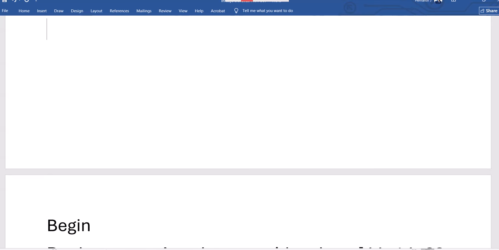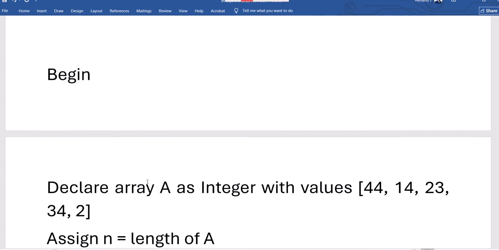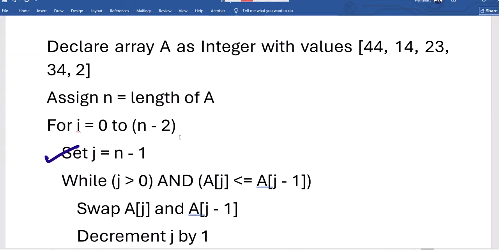Ignore that begin, I think that's not a big deal. N value is nothing but the length of A. What is the length of A? N value equals 5. The for loop is running from 0 to 3. J is nothing but n minus 1, so J equals 4. You are setting the J value as 4.